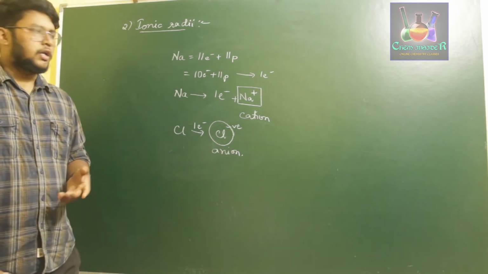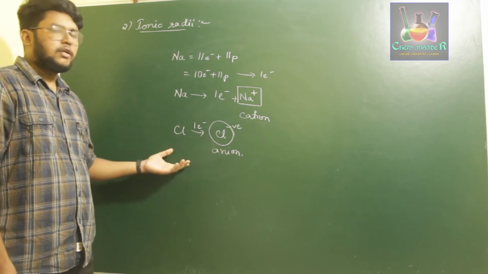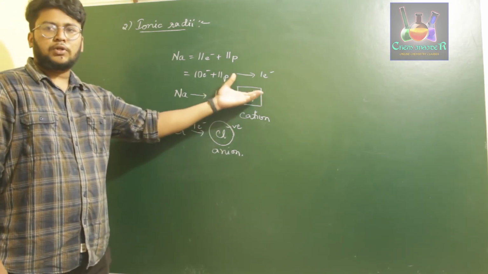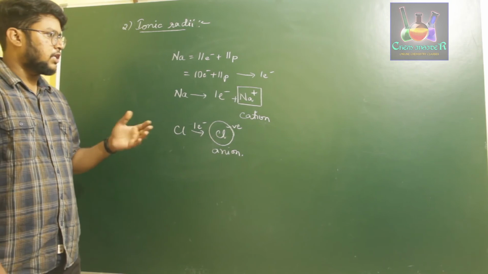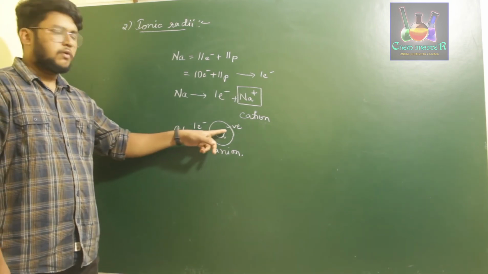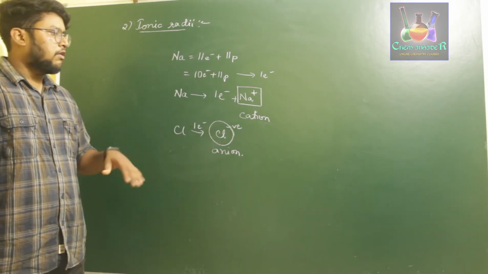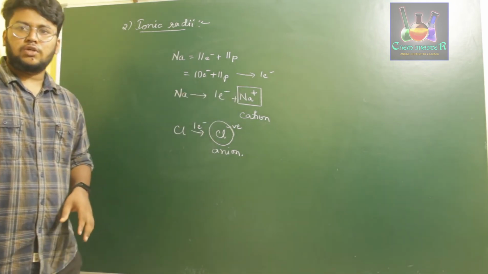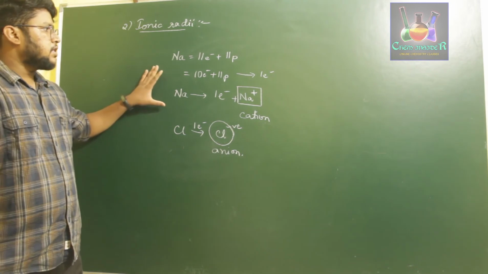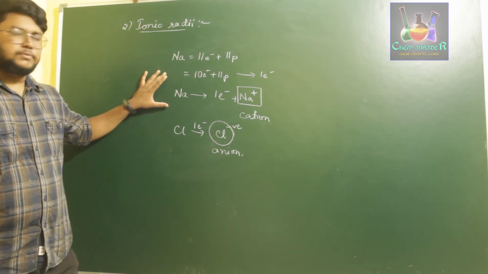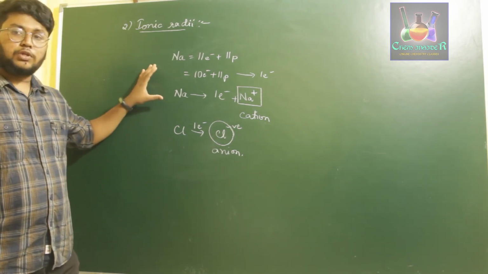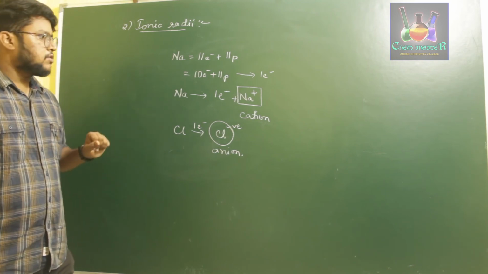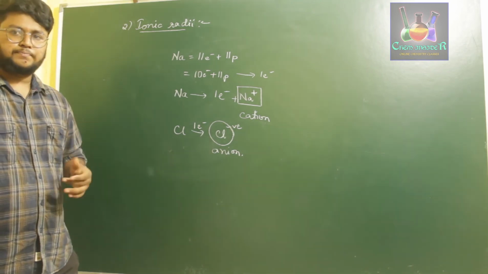That number of electrons lost or gained will leave an equal amount of charge on the element. If it is gaining electrons, it will have an equal number of negative charges. If it is losing electrons, then it will have an equal number of positive charges on the nucleus. So this is about the ions, cations and anions. Now what about the ionic radii?